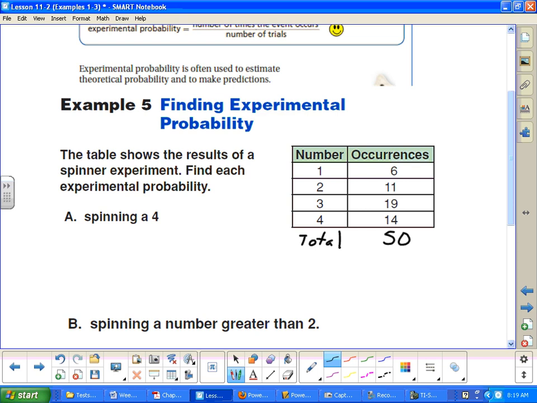So what is the probability of spinning a 4? Well, it happened 14 times out of the 50 spins. So 7 out of 25.